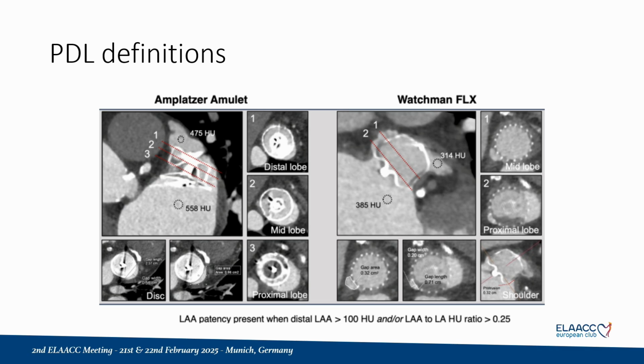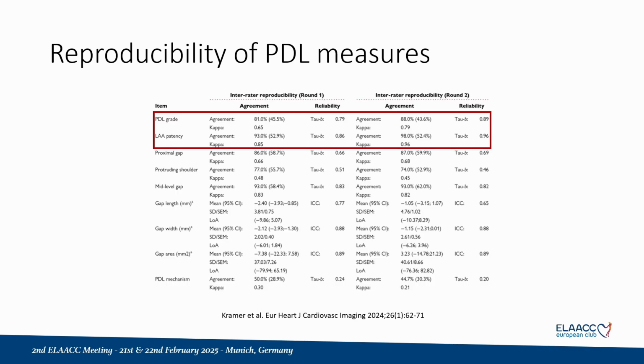And what's important is that we measure the Hounsfield units in the distal appendage and in the left atrium, and it's a ratio between those that defines whether there is LA patency, and then we look at contrast gaps adjacent to the device, and we try to measure them at specific points. This is again tested, the reproducibility of these measures. It has a high reproducibility for grading the PDL and also for diagnosing LA patency.